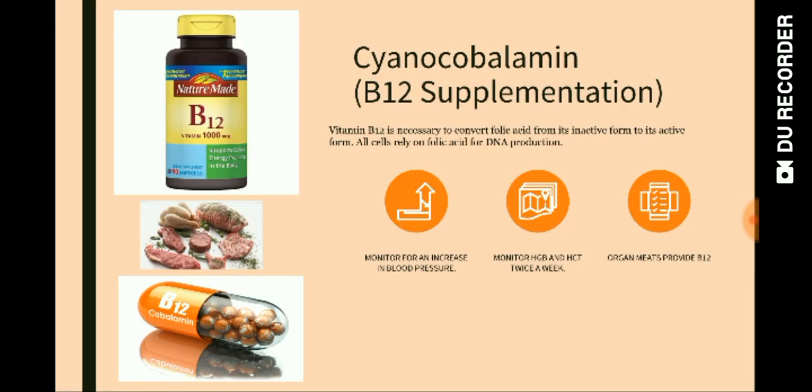For pernicious anemia, you can give vitamin B12 supplementation. Vitamin B12 is necessary to convert your folic acid from its inactive form to its active form, and all cells rely on that folic acid for DNA production. When you're giving this drug, you also want to monitor. You're going to want to provide organ meats because that is going to give vitamin B12 through dietary intake, and you want to monitor their labs and make sure that they know how to take the med.